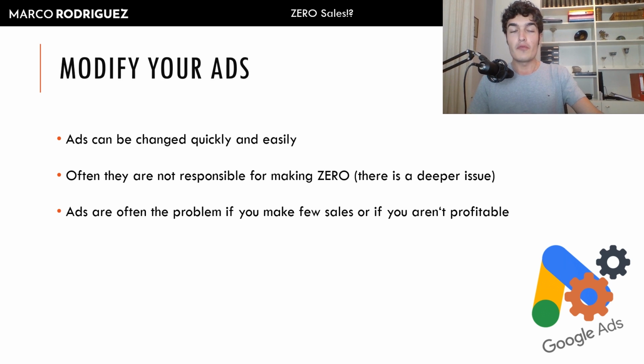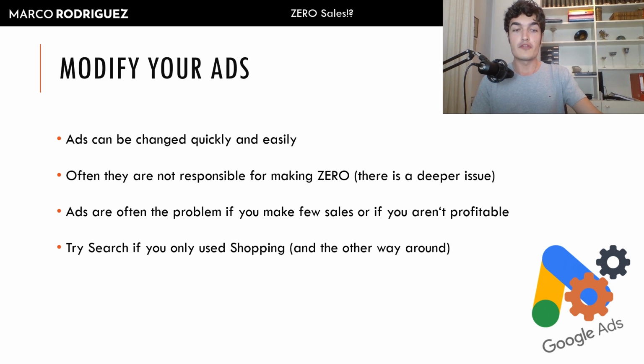However, one of the things that you need to try if you're literally at almost zero or zero is to try search if you only used shopping so far, and the other way around. Because what we want to do here is make big changes. You don't get from 0 sales to 20 sales by just decreasing your bid from 80 cents to 60 cents, or by switching your bid strategy from maximized clicks to manual clicks. It's very unlikely that this will make all the difference for you. So we have to look for these big, bold changes.